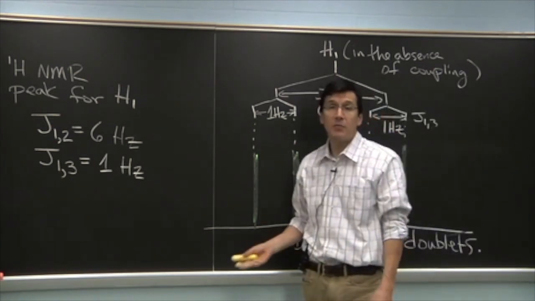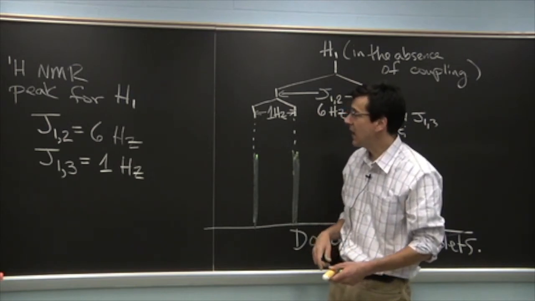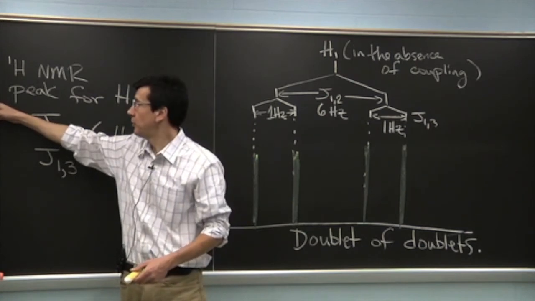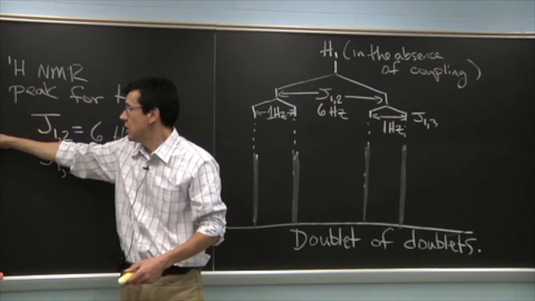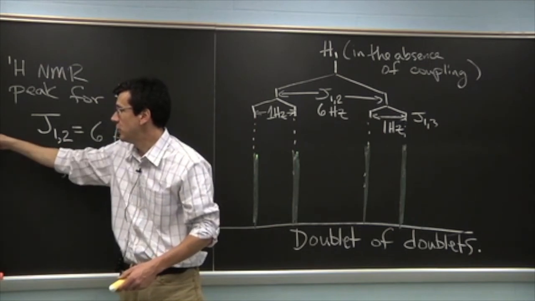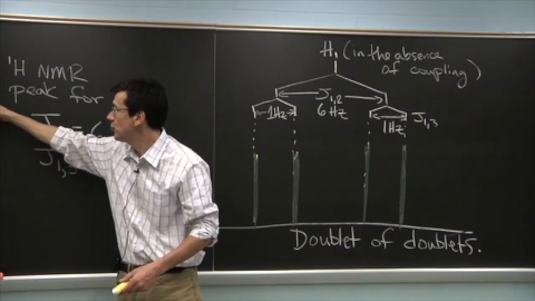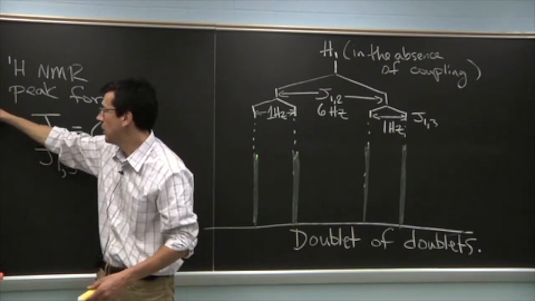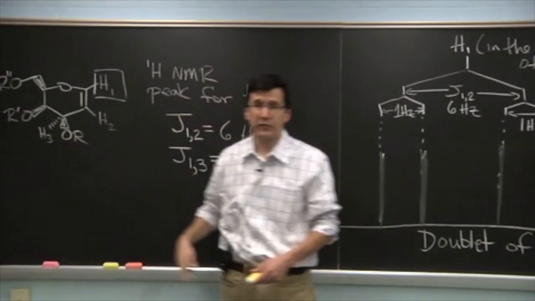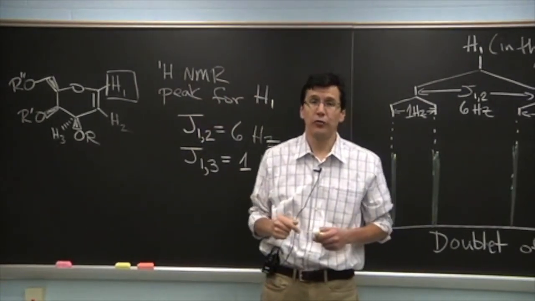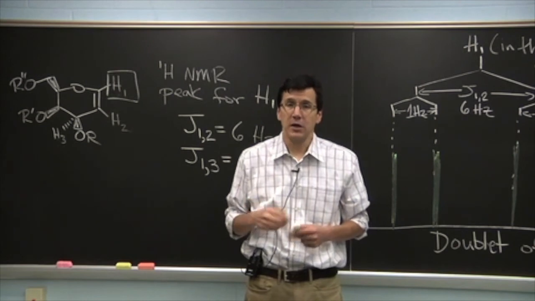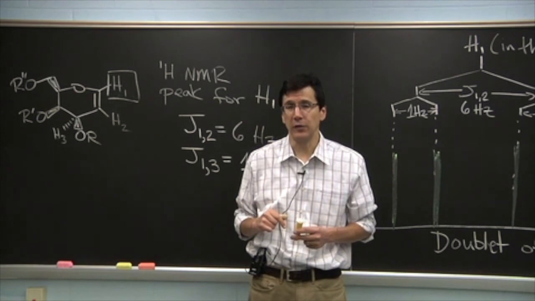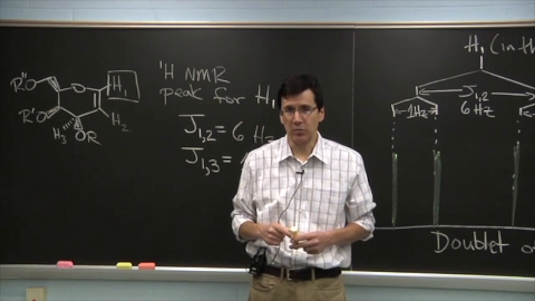This type of analysis is required anytime I have one type of hydrogen which is split differently by several other different types of hydrogen. In this case, two other types of hydrogen. H1 is split with a coupling constant of 6 by H2, and it's split with a coupling constant of 1 hertz by H3. So I need to consider those two couplings separately and generate what I finally would expect for the overall peak associated with H1, which in this case is a doublet of doublets.